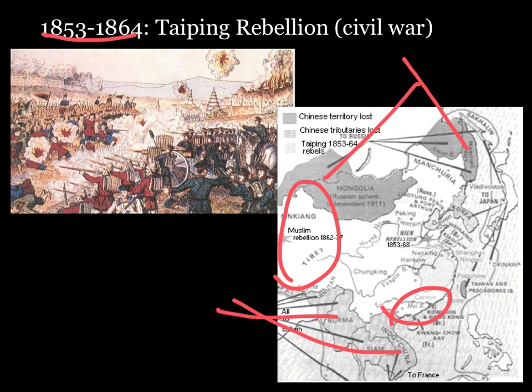Now, as a result, the Qing Empire essentially fractures into various warlordships and other foreign powers, not just Britain and France, but also the United States, Germany, and Russia, all get more heavily involved in Chinese politics from the 1860s onwards.